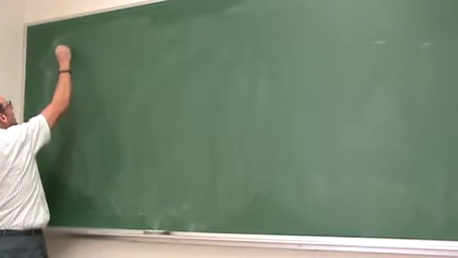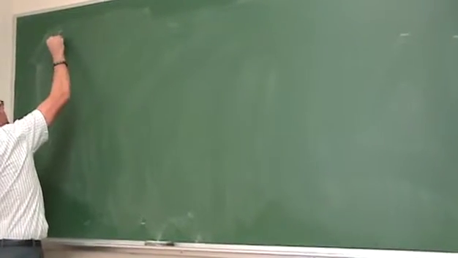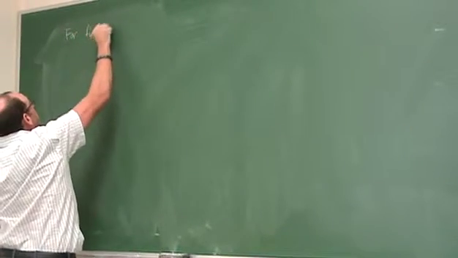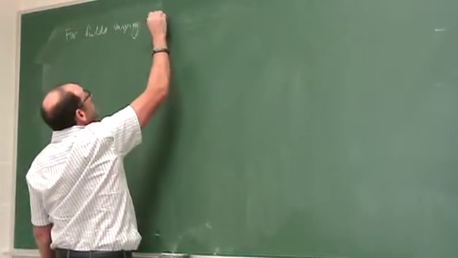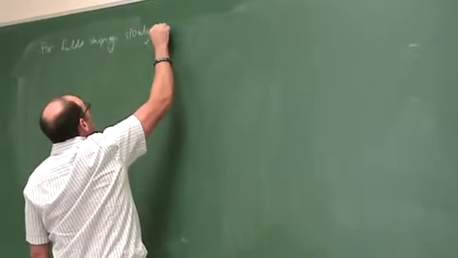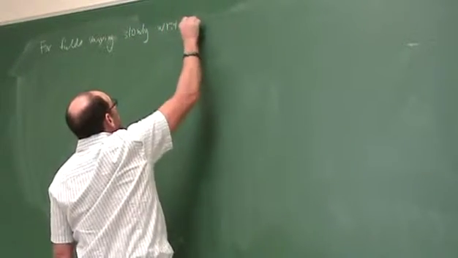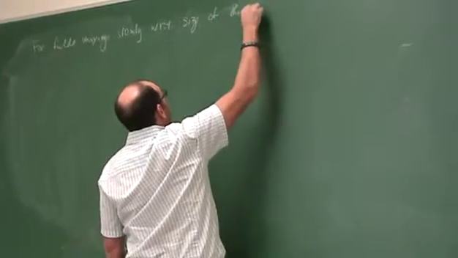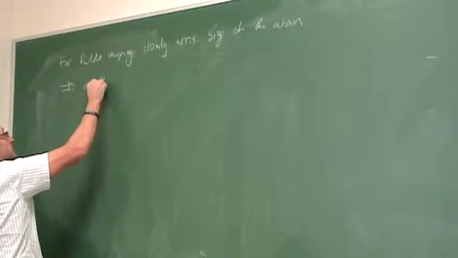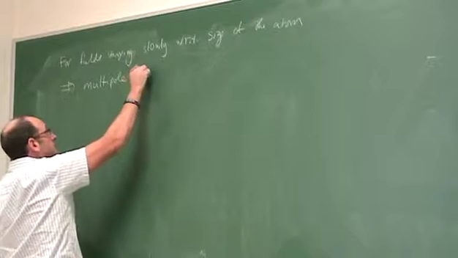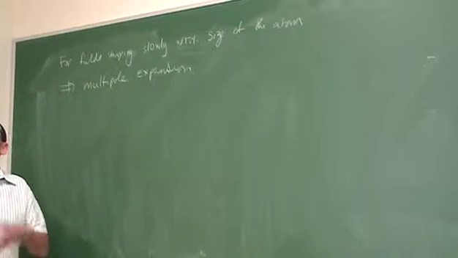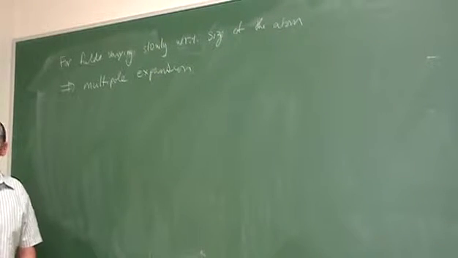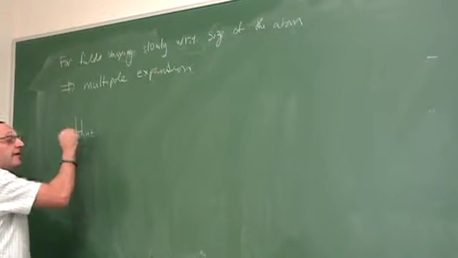Well, for fields varying slowly with respect to the size of the atom, my interaction terms, I can do a multipole expansion in terms of the distribution of electrons. And my interaction potential then looks like the following.